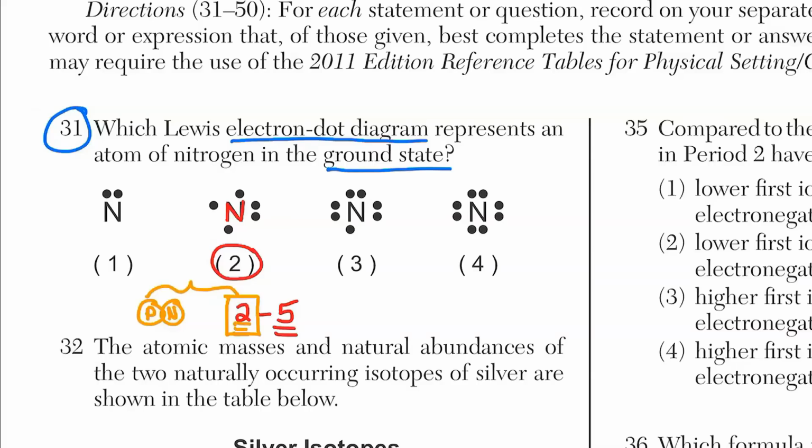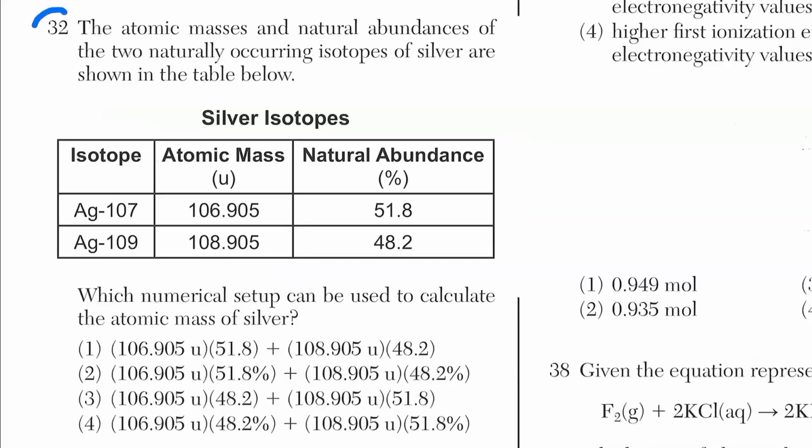Now, I drew 1 proton, 1 neutron. Obviously, the atomic number for nitrogen is 7, so there'd be 7. But I'm just giving you a representational model there. In any case, it's just 5 dots. Choice 2 for number 31. On to 32.